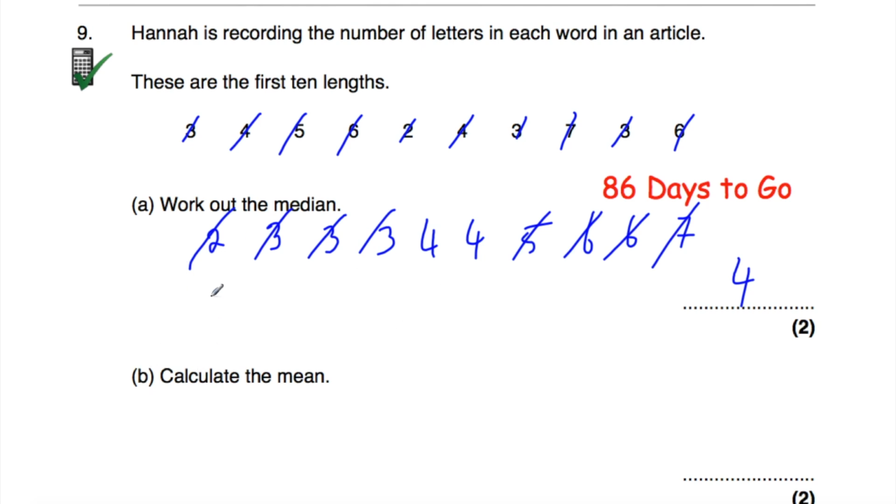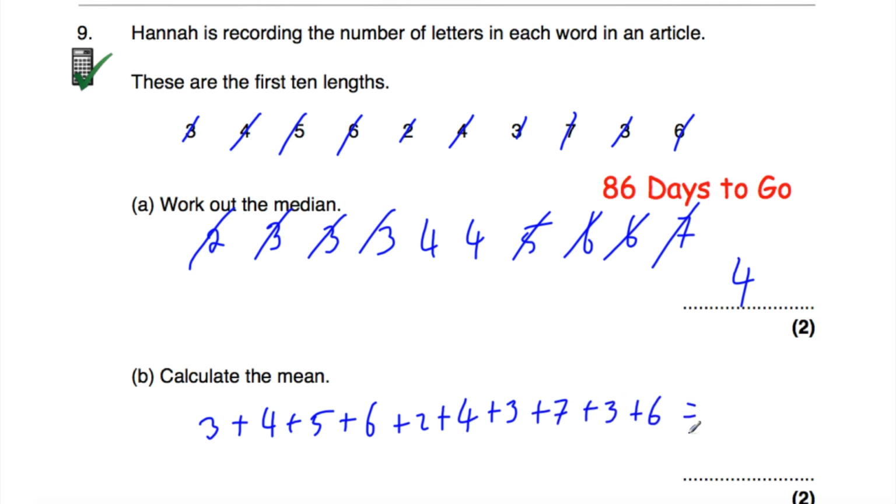Okay, part B, we've been asked to calculate the mean, so we need to add up these numbers. So we're going to do 3 plus 4 plus 5 plus 6 plus 2 plus 4 plus 3 plus 7 plus 3 plus 6. Let's see what we get. I'm going to type that in my calculator. And that's equal to 43. So there's 43 letters in those first 10 words.